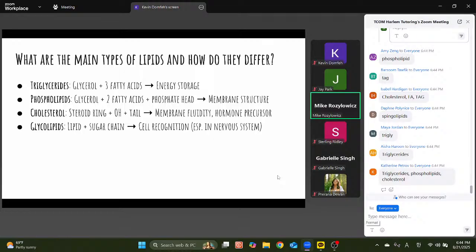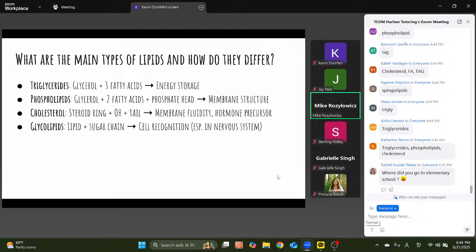Cholesterol: membrane fluidity and hormone precursors. All your steroid hormones come from cholesterol, so that's incredibly important. And then glycolipids are for cell recognition.